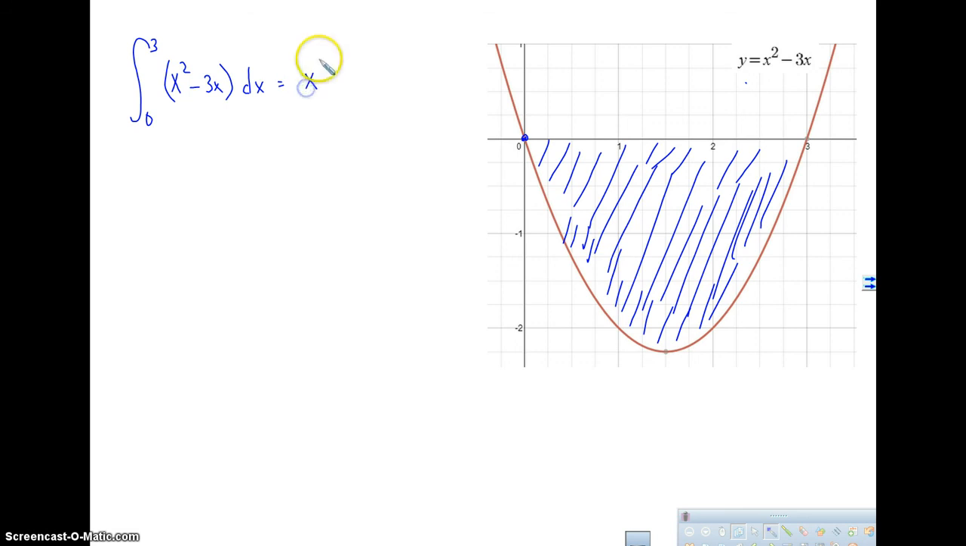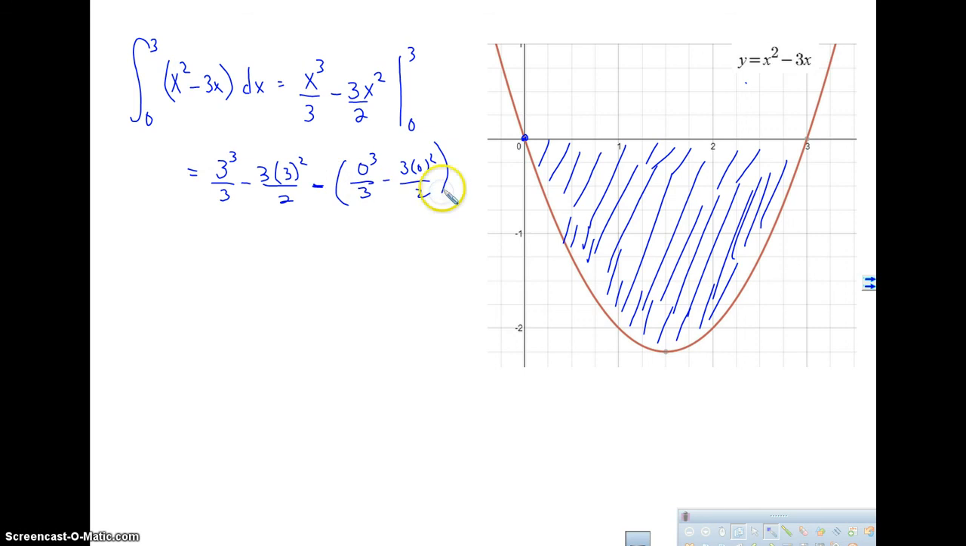Again, we add 1 and divide by that number. Then we do the same thing here: add 1, which is 2, and divide by that number. We take those from 0 to 3 because that's where we're finding the area. So we plug in 3, and we get 3 cubed over 3 minus 3 times 3 squared over 2, minus, in parentheses, 0 cubed over 3 minus 0 squared over 2. Well, that stuff's all going to be 0. So we've got 3 cubed over 3, which is 9, and 27 over 2.